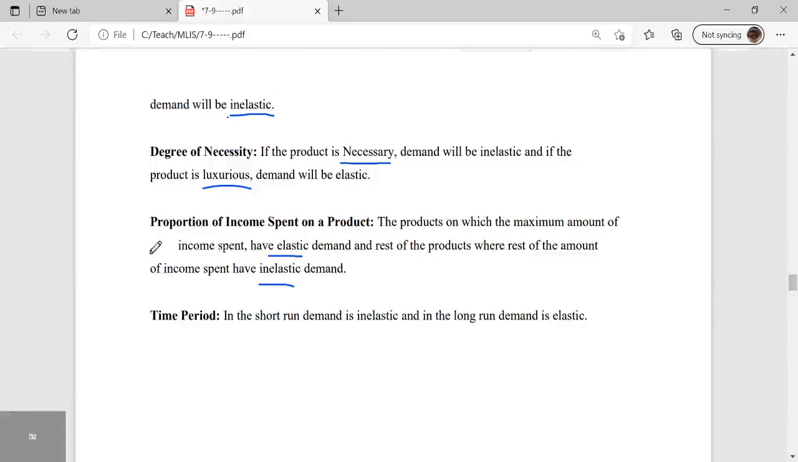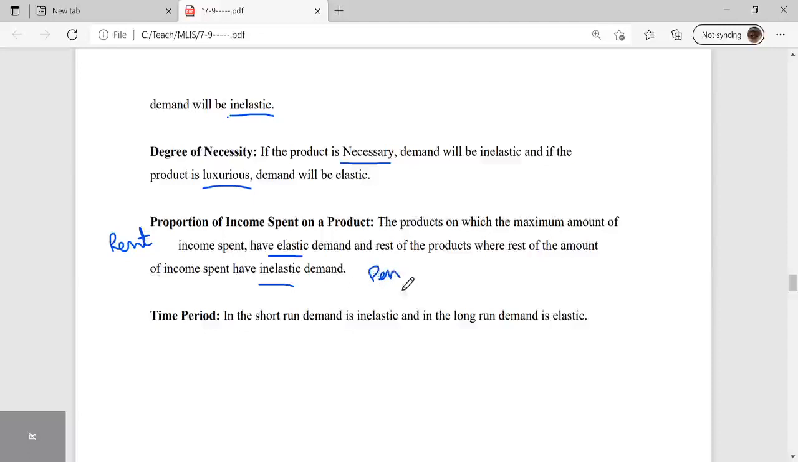Think about rent. If you notice how much we are spending on rent, you'll find that in most cases half or more than half of the income of a family is spent on rent. But think about a small item, suppose a pen. Maybe a very small portion of the income is spent on a pen.